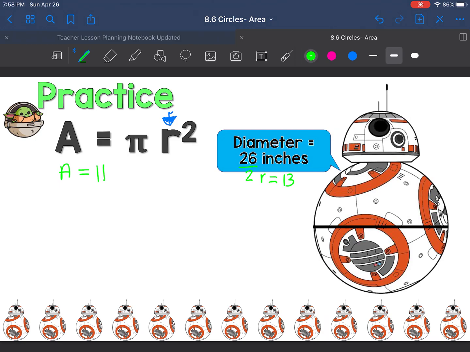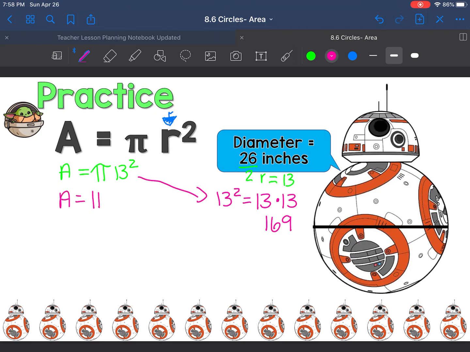So area equals pi times 13 squared. Now remember, I'm going to come off to the side and figure out what my 13 squared is. So 13 squared, remember that square tells me to multiply 13 by itself 2 times. So 13 times 13, which gives me 169. So now I can plug that back into my formula.